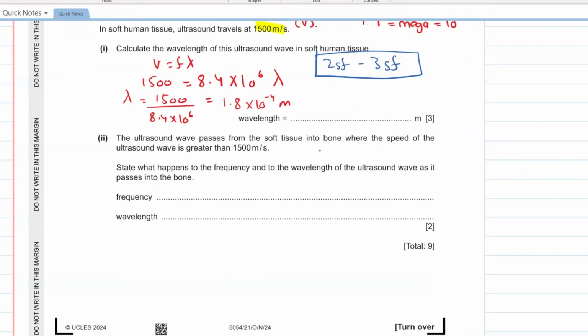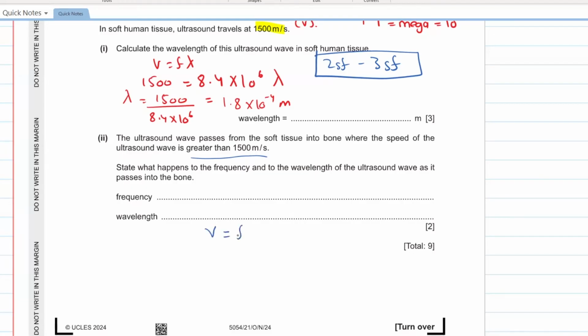The ultrasound wave passes from the soft tissue into bone, where the speed of ultrasound is way greater than 1500 m s minus 1. Now please listen carefully. State what happens to the frequency and to the wavelength of the ultrasound wave as it passes into the bone. Now here I need your undivided attention. Beta, this 2 marker question was for the A students.